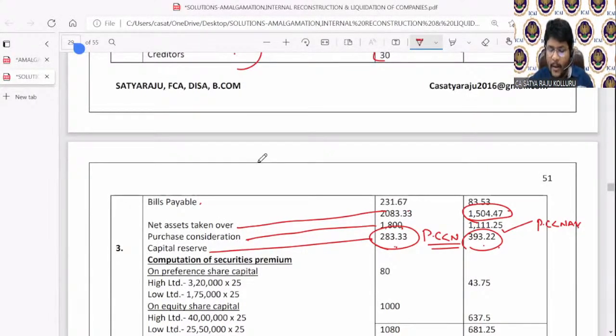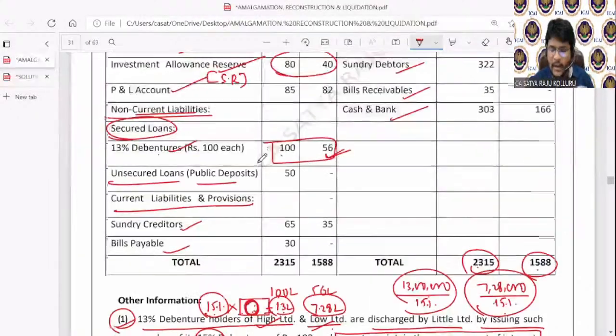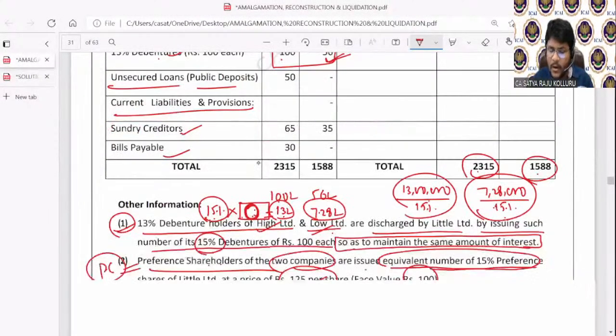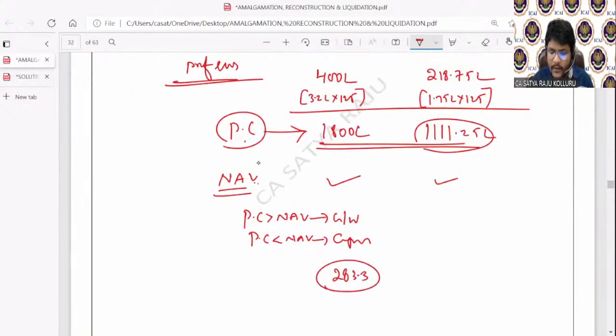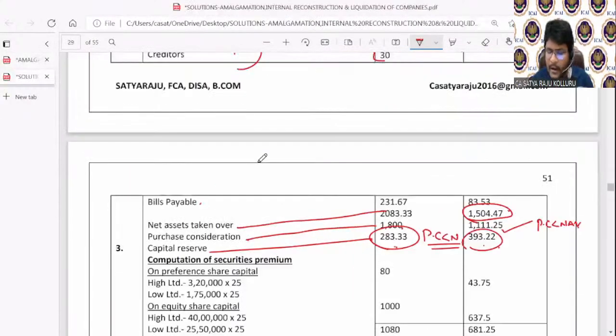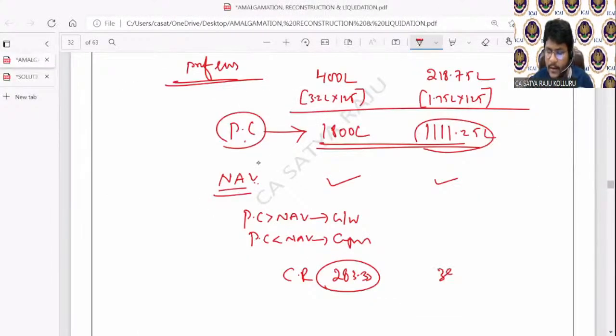Now you got the capital reserve as well. Capital reserve, how much did you get? 283.33 is the capital reserve. For the other company it is 393.22. With this information, you can start the balance sheet directly.